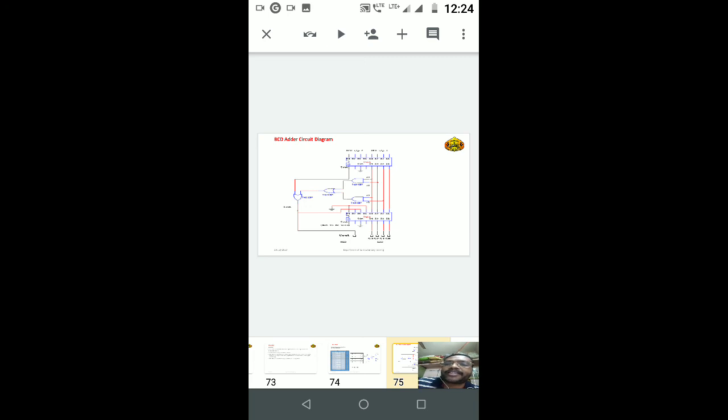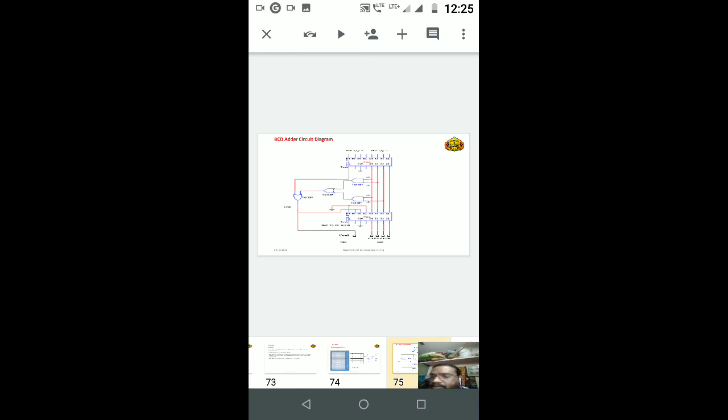If the carry is generated, then you perform the operations, using the two AND gates and two OR gates. Then the output of this OR gate is connected to the second IC, the second BCD input. Then you get the final valid BCD result. Okay, I think you got this point.